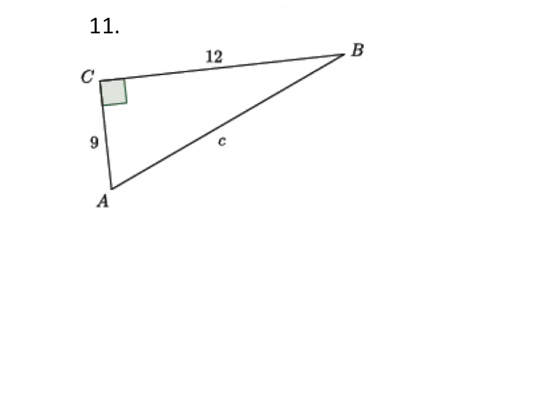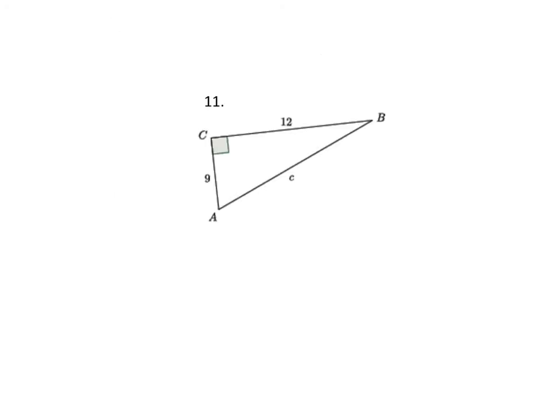Let's do this one with the squares. So we're going to make these squares. This leg, we're going to make it a square. So that'd be 9 times 9, or 9 squared, which is 81. That would be the area there.